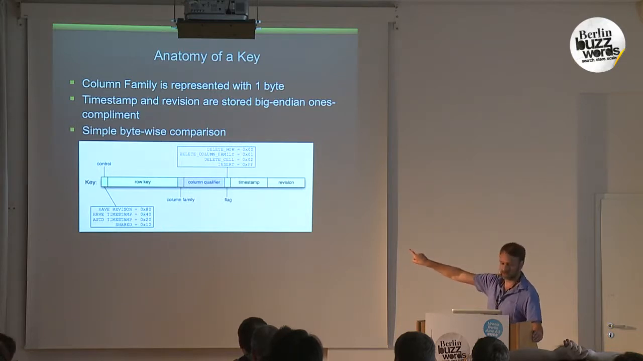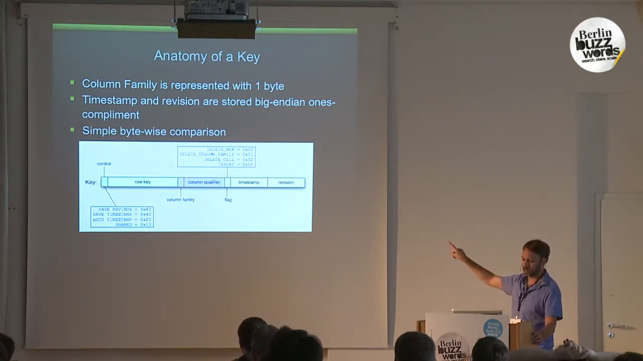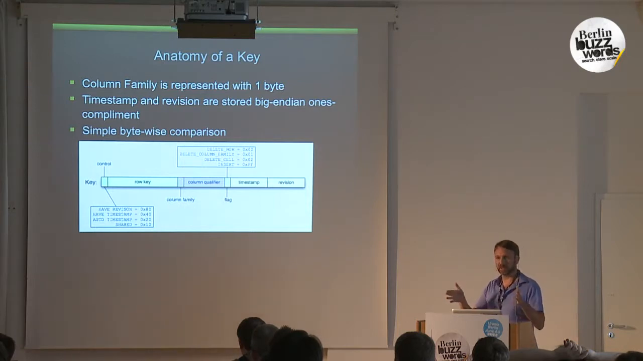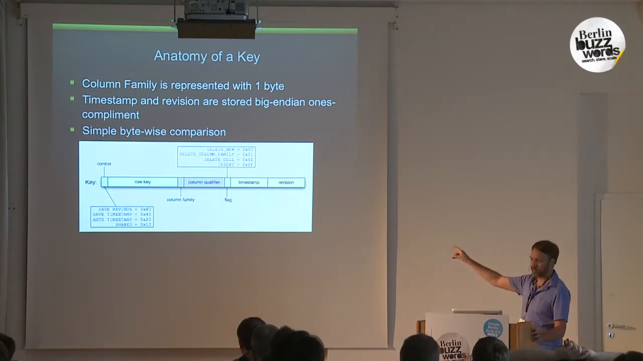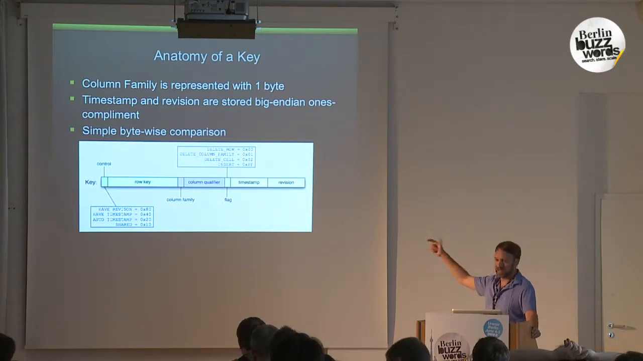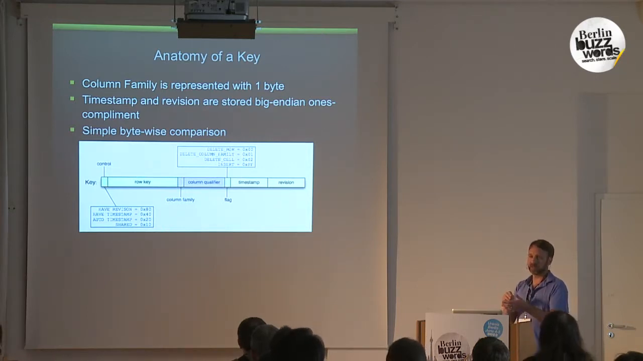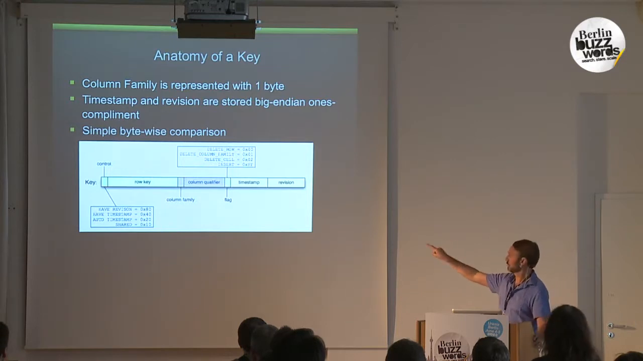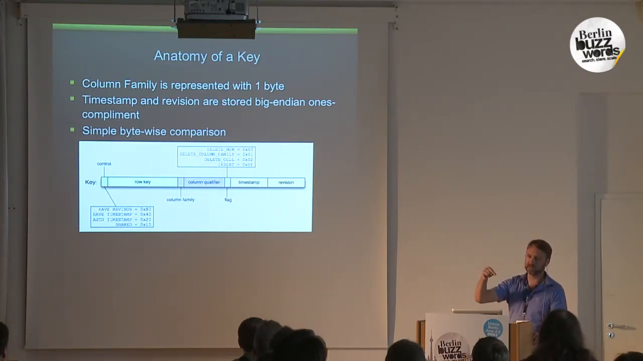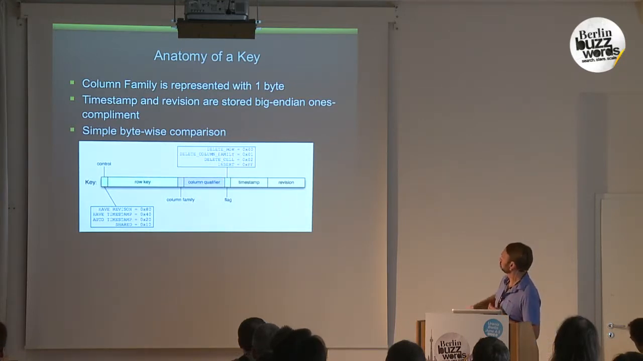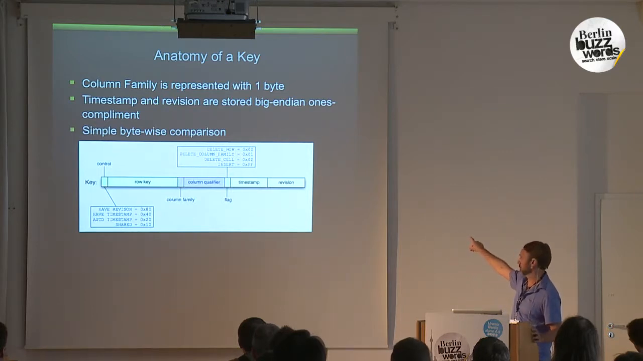It starts out with a single control byte, followed by the null-terminated row key, followed by a single byte which represents the column family. In Hypertable, there's a limit of 256 column families. Followed by that is a null-terminated column qualifier. And then there's a flag here that indicates what kind of record it is. In Hypertable and Bigtable, when you delete information, it doesn't immediately get deleted. What happens is a delete record gets inserted into the database that gets applied at query time and in background processes called compactions. And then following that is a timestamp, and then we also have this revision number.